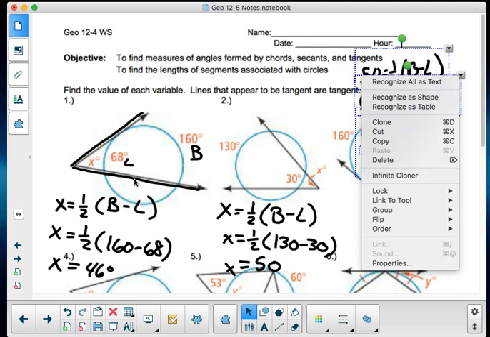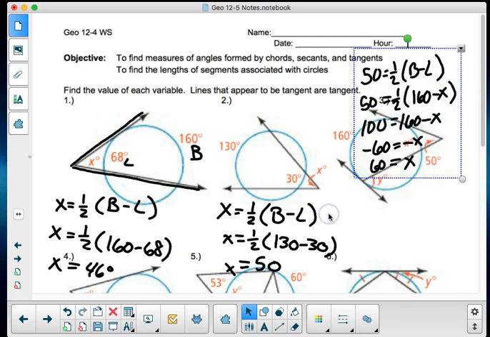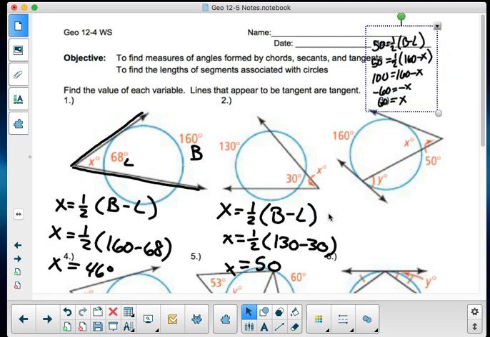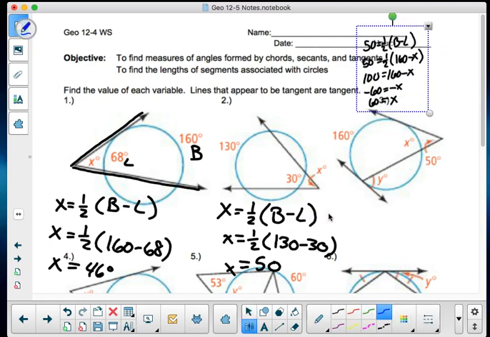So I'm going to minimize this a little bit. Regroup. So we got that going on. And so I know this is 60 degrees. 60 degrees. And now I've got 160 plus 60 is equal to 220. And I've got 360 total for my circle minus 220 gives me 140.